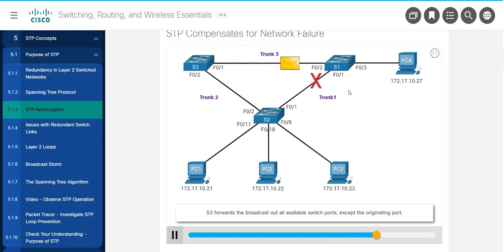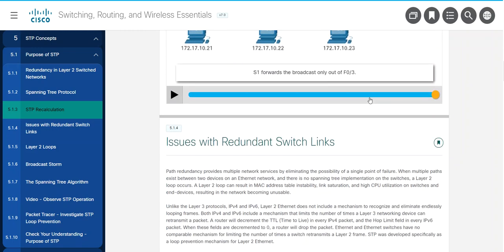And that's how spanning tree works. So you set up the path for the different switches, so the data moves through on the switches, and then if a path goes down, then it does recalculate.